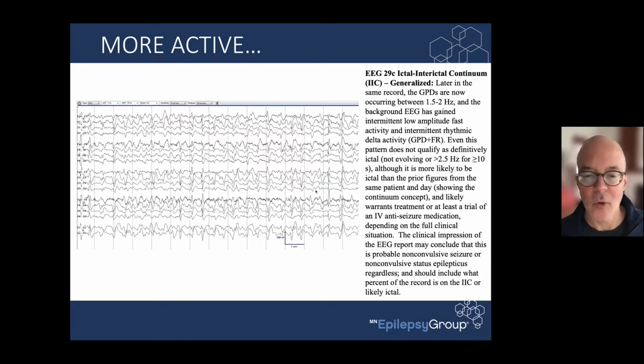Now this is getting even more active and probably a little more debatable. Is this ictal, or is it on the continuum? This slide indicates that it's technically on the continuum because it's more of a 1.5 to 2 hertz. It is concerning, though, with how rhythmic it is. I think this would be an EEG pattern that we would be pretty aggressive about treating.